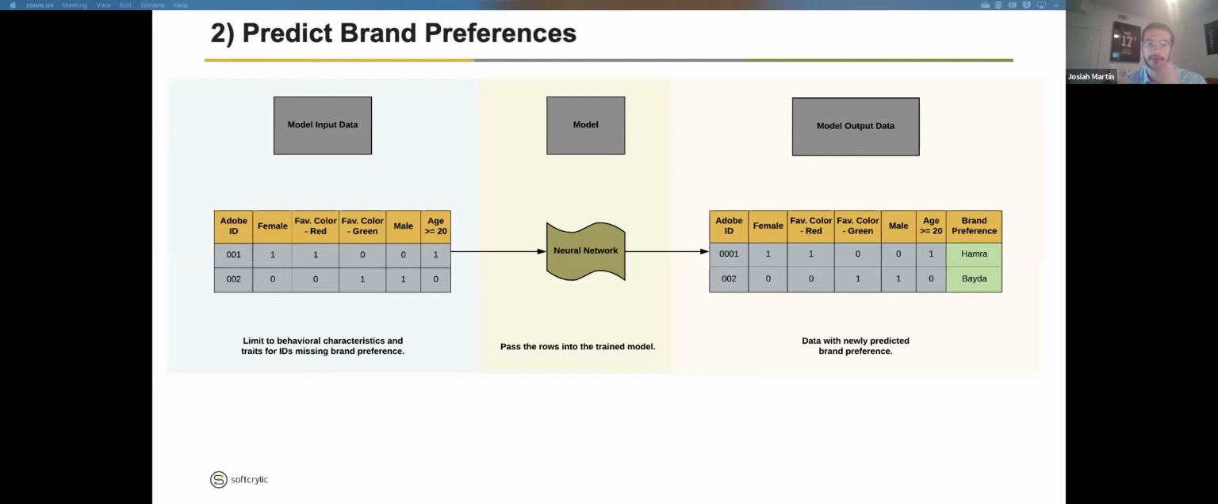The data here has been simplified for the sake of illustration. So let's suppose that we really only have 5 variables here: 2 pertaining to gender, either male or female, 2 pertaining to favorite color, and 1 related to age. You can see in the first table how our 2 users, user 1 and user 2, differ. User 1 is a female, older than 20 years of age, and her favorite color is red. User 2, by contrast, is a male under the age of 20, and his favorite color is green.